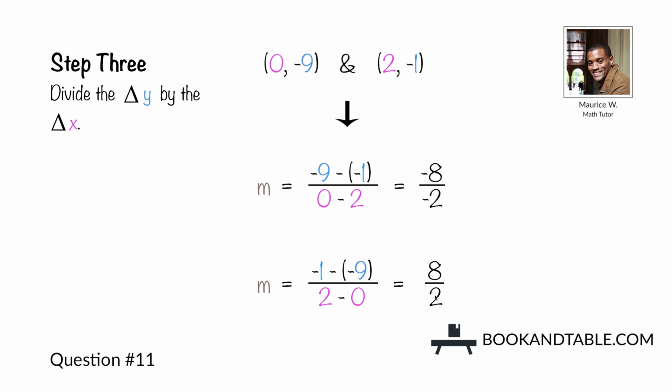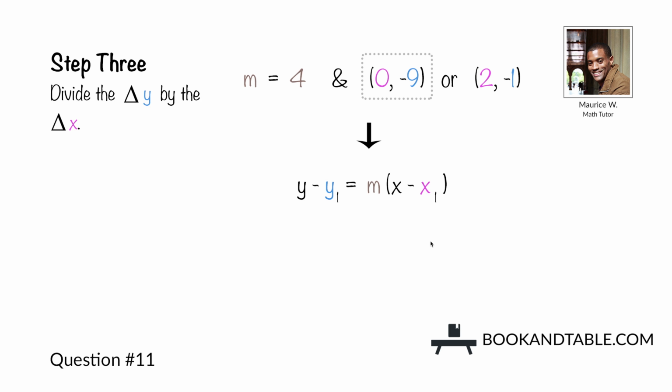And now step 3, divide the delta y by the delta x. So negative 8 divided by negative 2 is positive 4. And positive 8 divided by positive 2 is positive 4 as well. So we get the slope of the line is equal to positive 4.